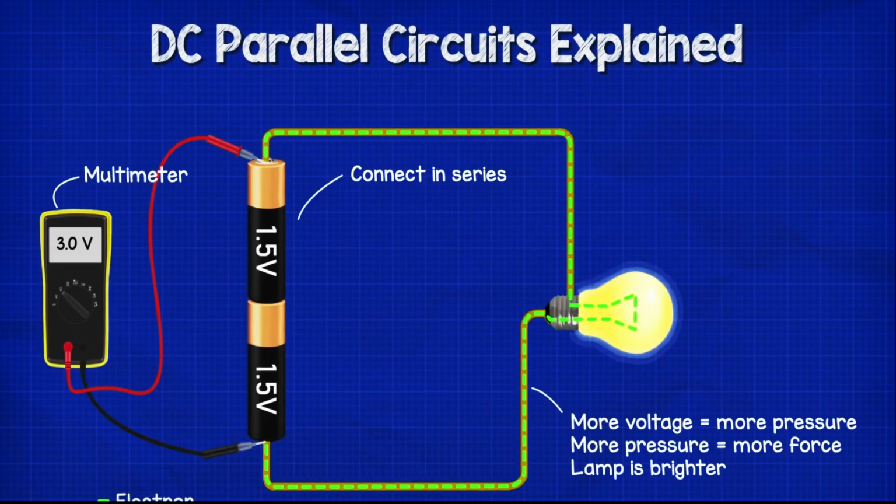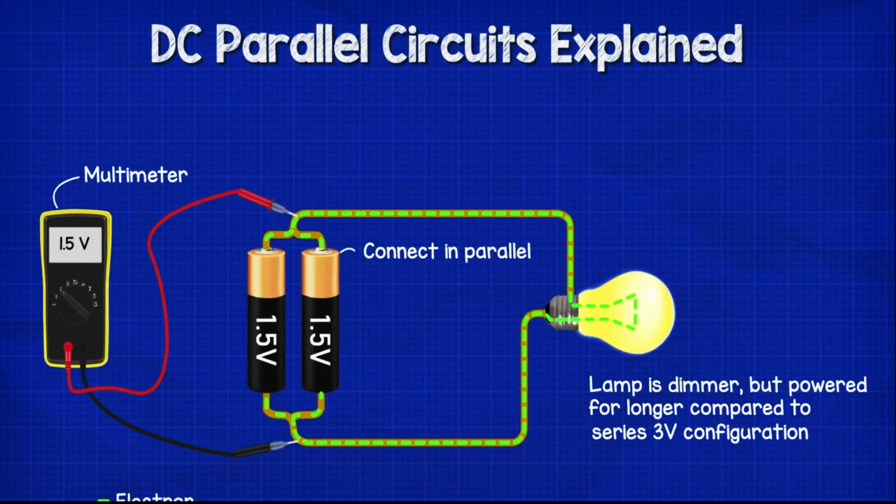If we connected two 1.5 volt batteries in series, the voltage increases to 3 volts. Why? Because the electrons are being boosted by the second battery, so they increase in pressure or voltage. However, when we connect batteries in parallel, the voltage doesn't increase. We only get 1.5 volts. Why? Because the batteries can't boost each other in this configuration.